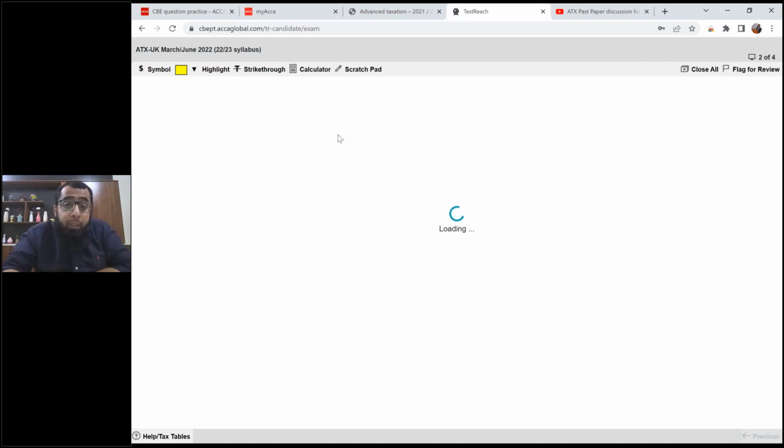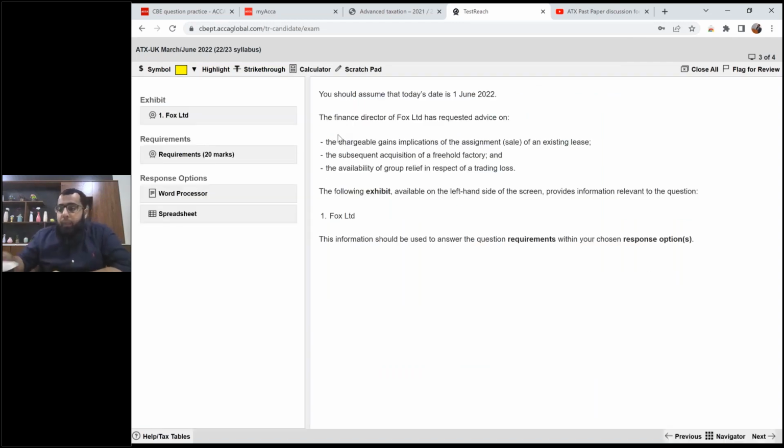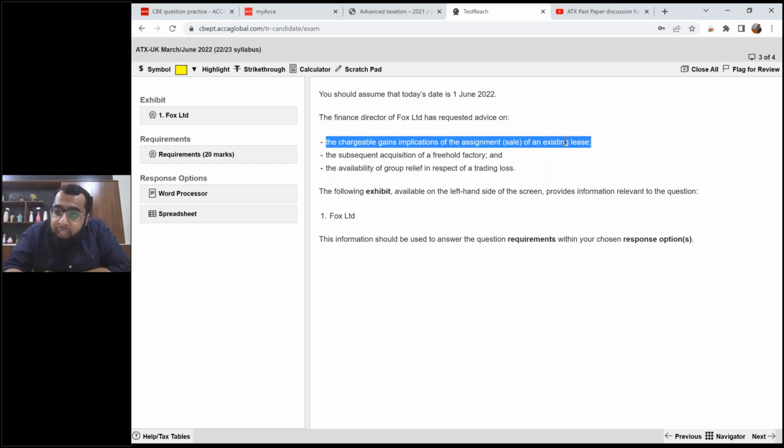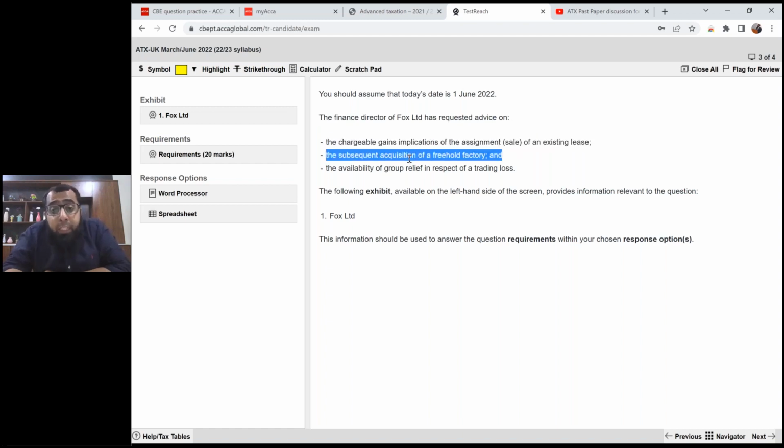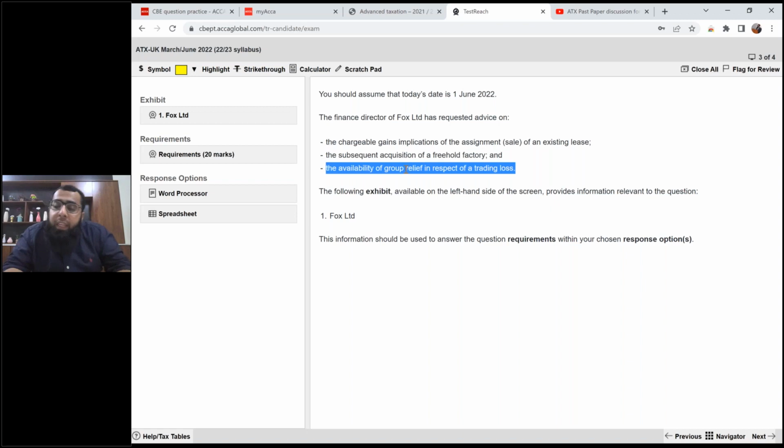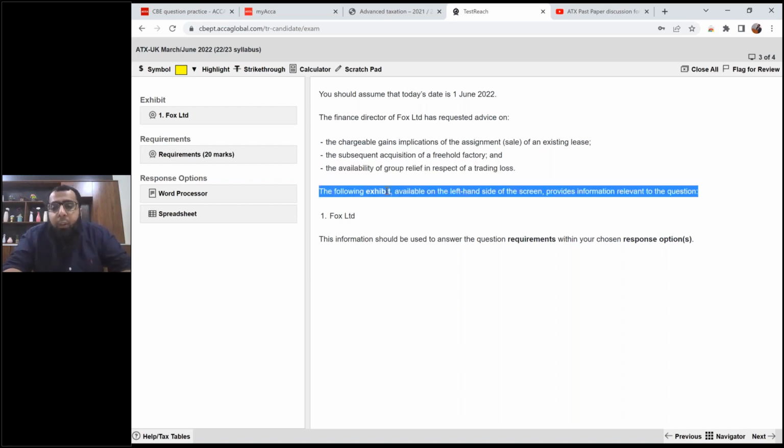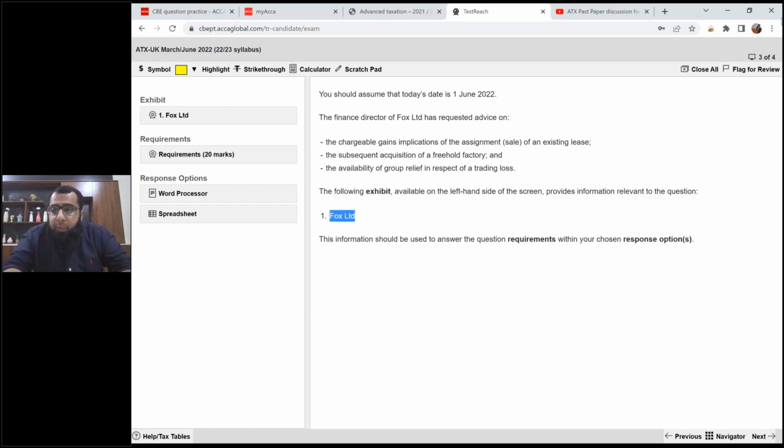Now, you should assume that today's date is 1st June 2022. The finance director of Fox Limited has required advice on the chargeable gain implication of the assignment, sale of existing lease, the subsequent acquisition of a freehold factory, and the availability of group relief in respect of a trading loss. We'll look at it in detail when we read the exhibit. That is just an introduction. The following exhibit available on the left-hand side of the screen provides relevant information.